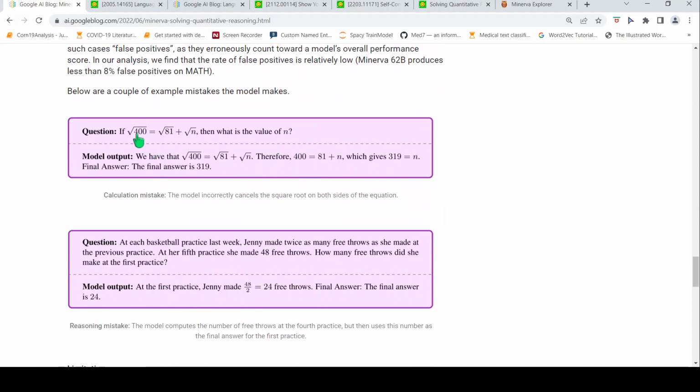For example, this is a simple question over here where you have square root of 400 is equal to square root of 81 plus square root of n. The answer over here is 319 given by the model, because it cancels the square root and it just does 400 minus 81 and gives 319, which is a wrong answer. The correct answer is this. This is 20, square root of 400. This is 81, and square root of 81 is 9. So 20 minus 9 is equal to square root of n, which is 11. Okay. 11 is equal to square root of n, or n is equal to 11 squared, which is 121, which is the correct answer. But this model is not able to do it.